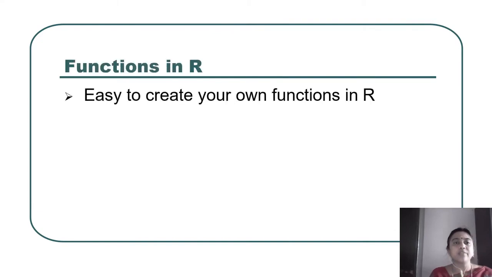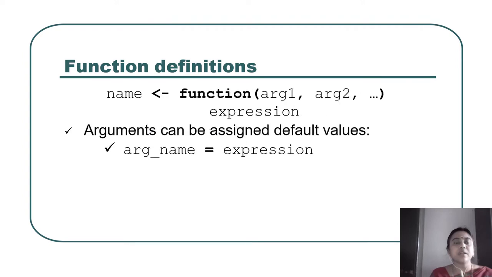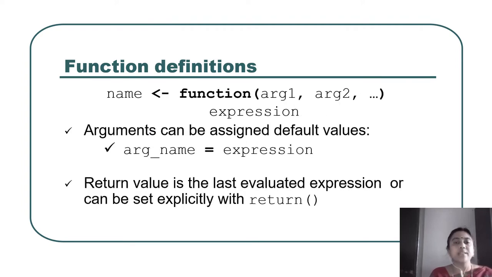Now let us consider functions in R. It is easy to create our own functions in R. As tasks become complex, it is a good idea to organize code into functions that perform defined tasks. In R, it is good practice to give default values to function arguments, and here is how we can define function definitions. Arguments can be assigned default values, and the return value is the last evaluated expression, or it can be set explicitly with a return statement.